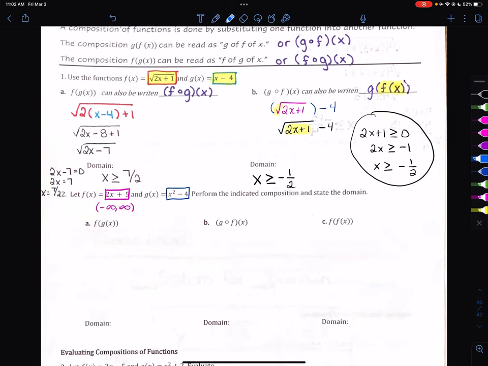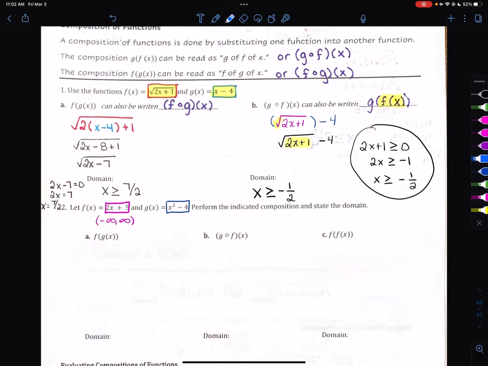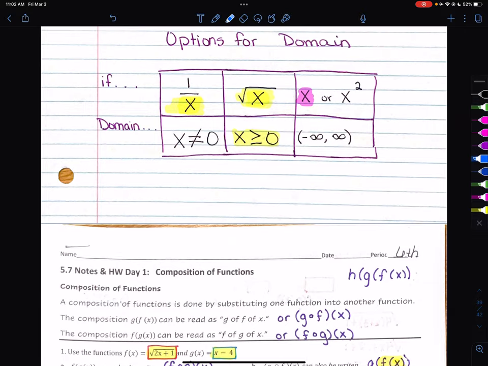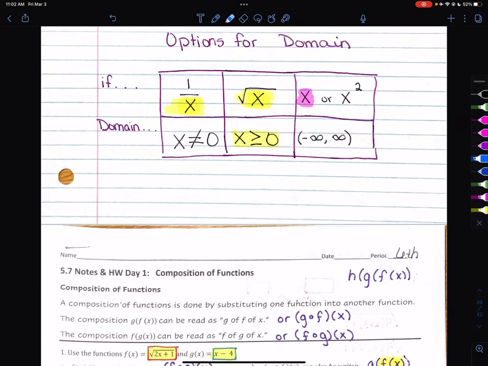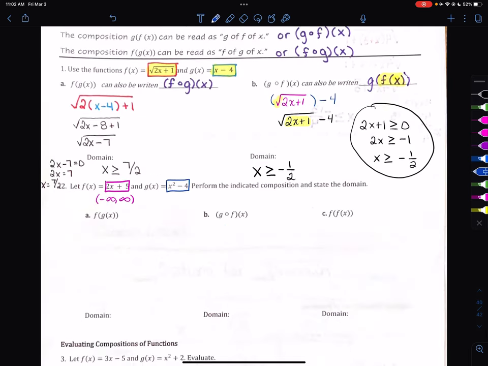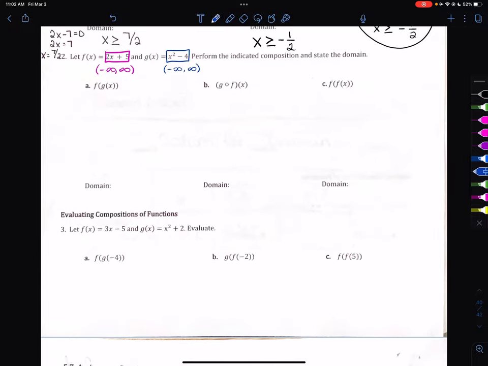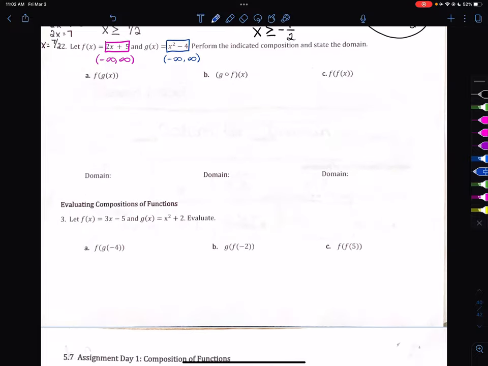Okay. All right, now let's go look for x squared minus 4 and see if we can find that domain. X squared minus 4 is not in the denominator. X squared minus 4 is not under the radical. X squared minus 4 is actually a quadratic. So for this one as well, the domain is going to be -infinity to +infinity, which means it can be any value for x that we plug in. All right, so now that we've got that, let's go ahead and work on these problems.